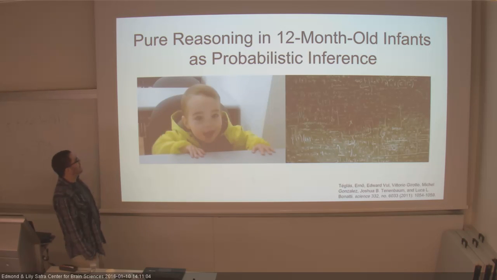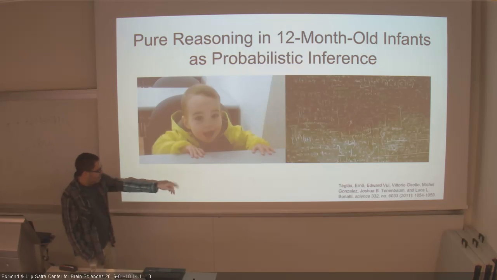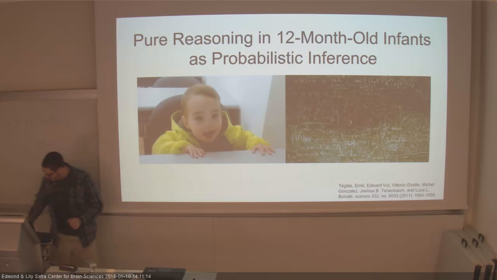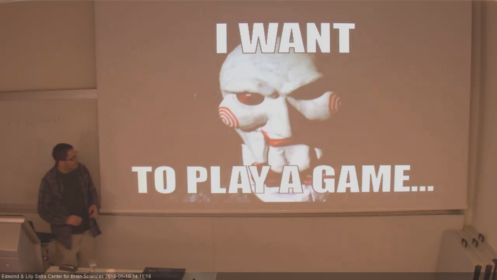Okay, so this paper is entitled Pure Reasoning in 12-Month-Old Infants as Probabilistic Inference. It's by Teglath et al. in Science. I'm sure many of you recognize the infant in the figure. So in order to introduce the idea of this paper to you, I want to play a game.